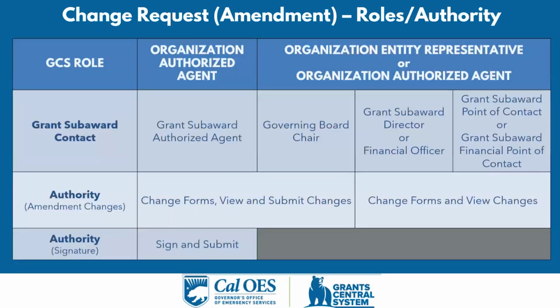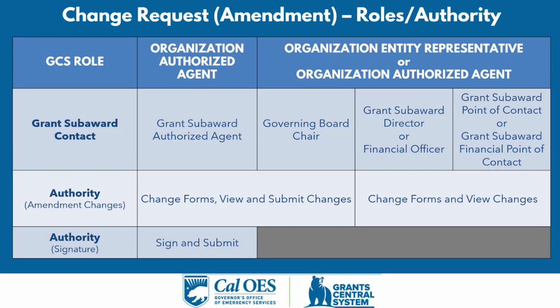Here is the table that reflects the roles and authority for all of the contacts identified with the grant subaward. In the first row, the grant subaward contacts on the contact form include the grant subaward director, grant subaward financial officer, grant subaward point of contact, grant subaward financial point of contact, and governing board chair. Each of those contacts will have an assigned role as either an organization entity representative or OER, or an organization authorized agent or OAA.